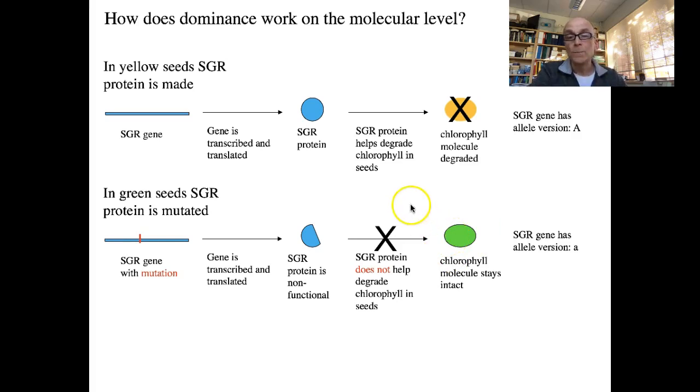So if you want to now think back again at these letters of big A and little a, we can say that this is the allele version big A, and this is the allele version little a. The little a allele is not fully functional, and therefore the degradation of the chlorophyll does not happen, and therefore the seed stays green. While here, it's the same gene, but the gene is functional, and therefore the seed turns yellow because of that degradation that SGR is involved in.